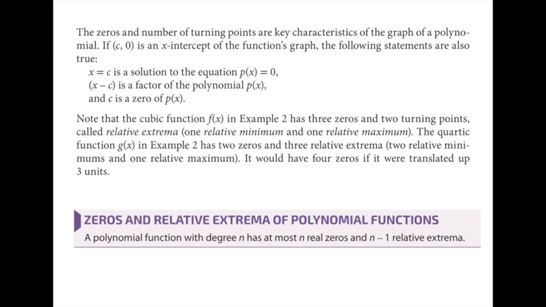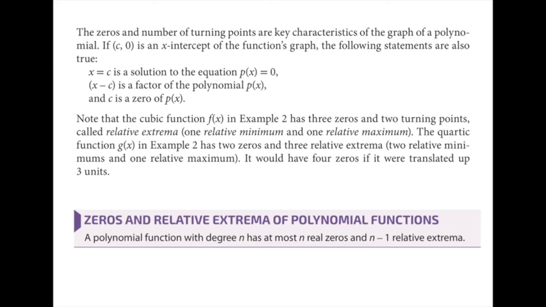So then they talk about a couple things. The cubic function has 3 zeros and 2 turning points. When you have a turning point, it is called a relative extrema, relative min or relative max. It doesn't mean it's the highest or lowest point necessarily on the graph, but it means that within that turn, it's going to be a peak or a valley.